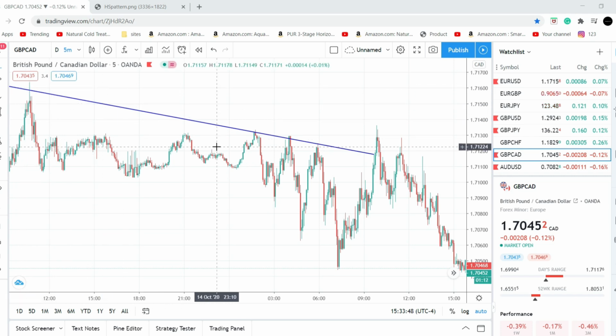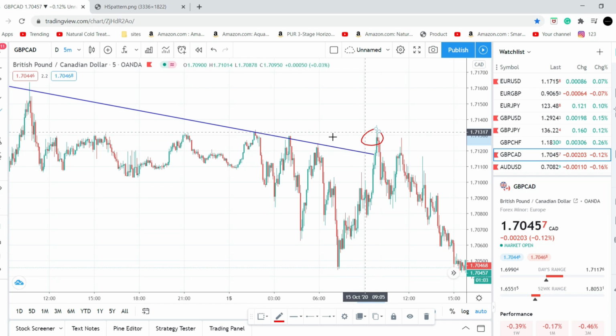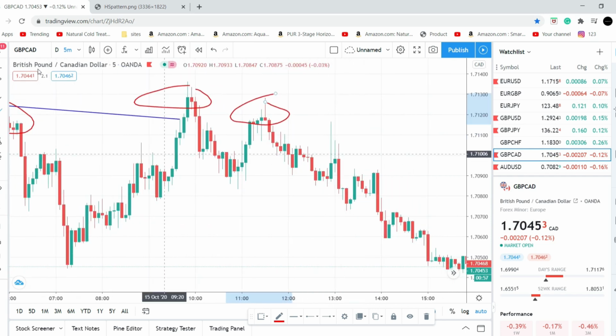We had this nice trend line, right? Notice how we broke this right here, but it didn't go nowhere. Just broke it a little bit. So we have that head right here. We have that left shoulder right here, and we have that right shoulder right here. Now, let me zoom in right here, guys, so you can see what we have.